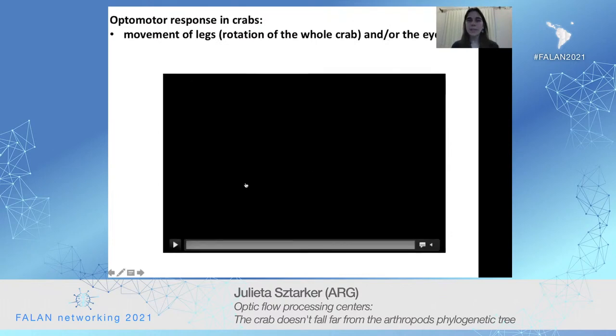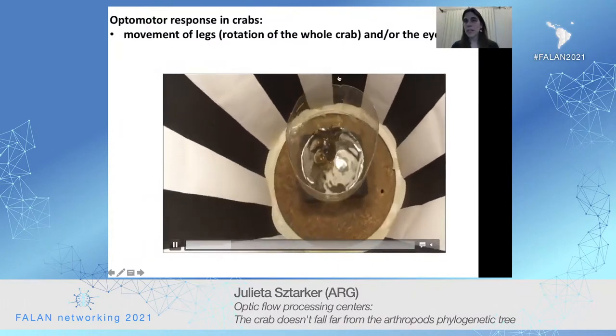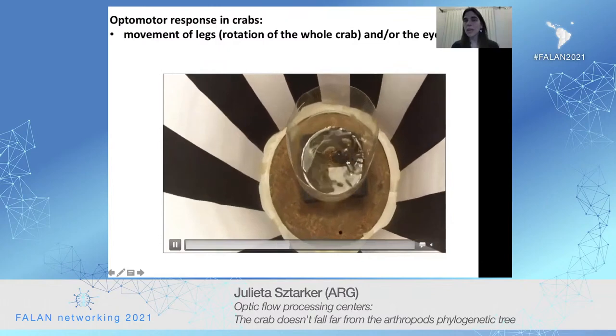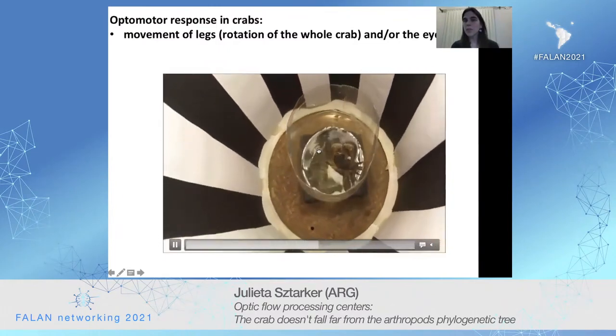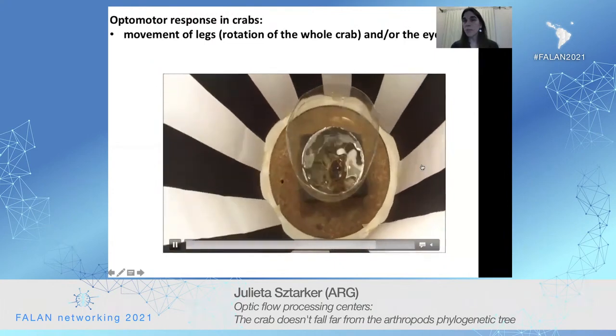In the case of crabs, we can see strong optomotor responses led by the movement of legs or the eyes. In this case, we present the movement of an actual drum, a high contrast drum, around the animal, and you can see the animal trying to rotate at the same speed of the stimulus to compensate the movement in the eyes.